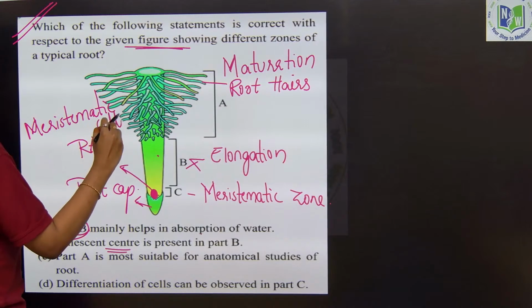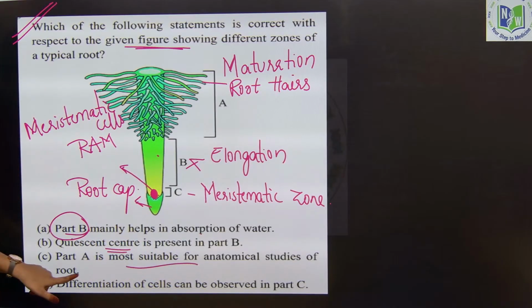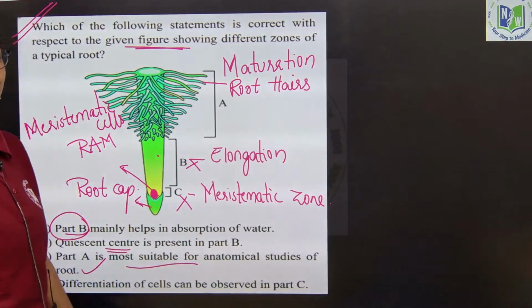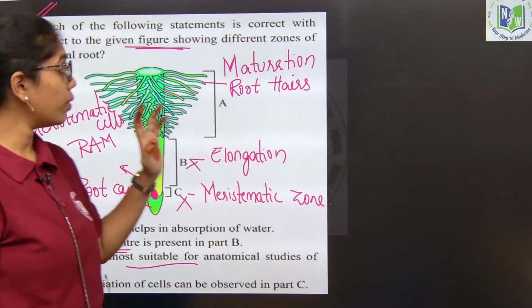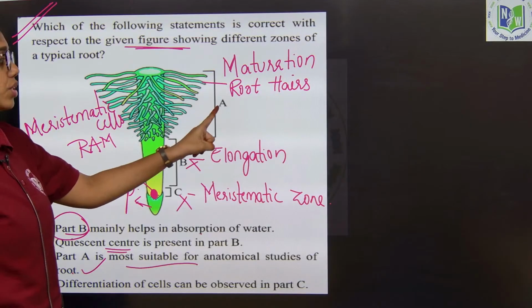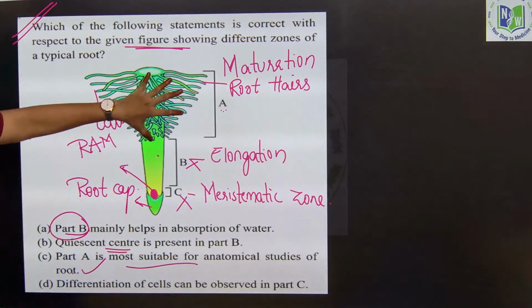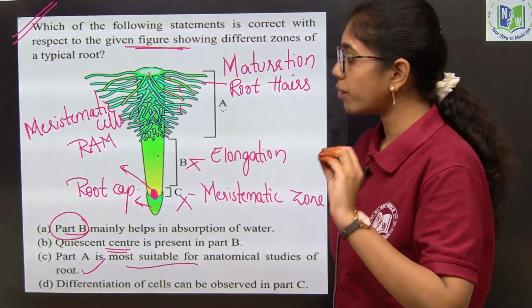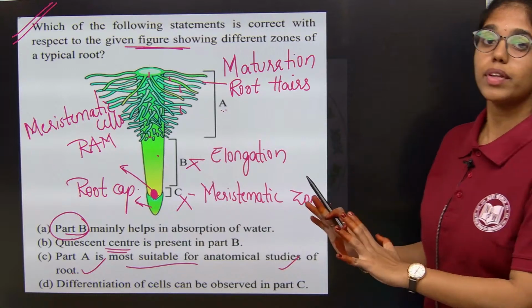Okay, and then part A is most suitable for anatomical studies of the root. True. Differentiation of the cells can be observed in part C. In part C there is no differentiation of the cells because part C is the main zone for meristematic activity only. Differentiation is observed in region A, that is the maturation region. So as differentiated cells will be there, this region is useful for the anatomical studies of the root. Clear with the first question?